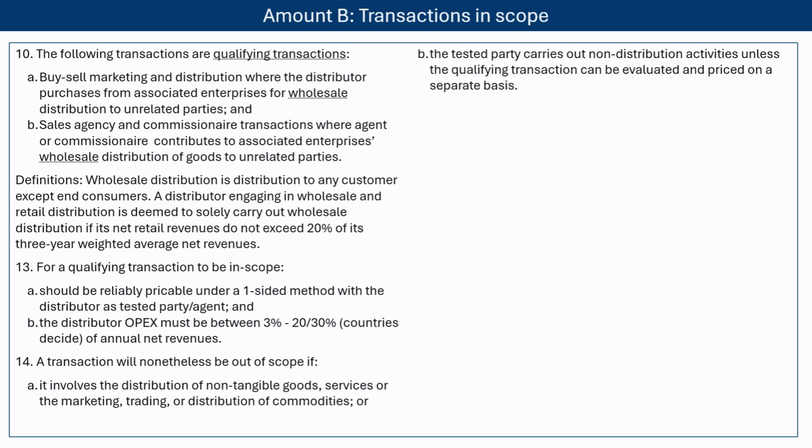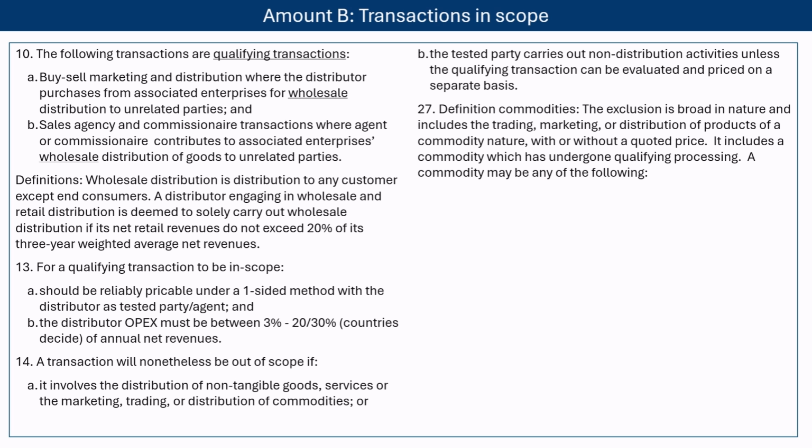However, I think it's a missed opportunity. And B, it will also be out of scope if the tested party carries out non-distribution activities, such as manufacturing, for instance, unless the qualifying transaction can be evaluated and priced on a separate basis. So if your accounts are separated such that you can allocate the cost for distribution versus the cost for manufacturing, and income from distribution versus the income from manufacturing, you can still apply the simplified and streamlined approach.